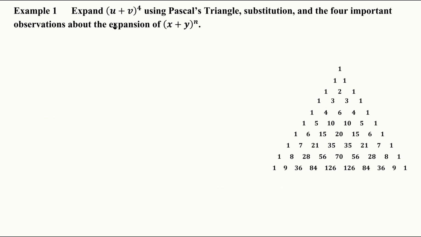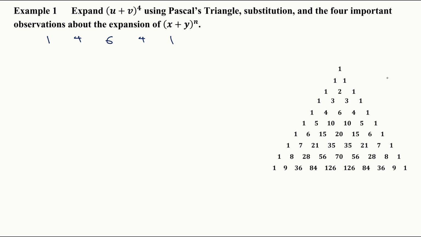All right, in this example, we're going to expand quantity u plus v to the 4 using Pascal's triangle, which I've recreated here, substitution, and the 4 important observations we just learned about with respect to expansions. So basically, we're interested in this row 4 of Pascal's triangle. So the coefficients of interest are 1, 4, 6, 4, and 1.